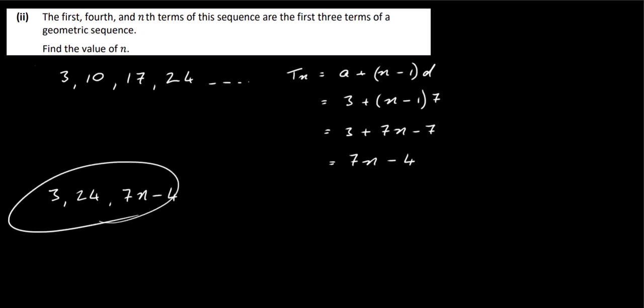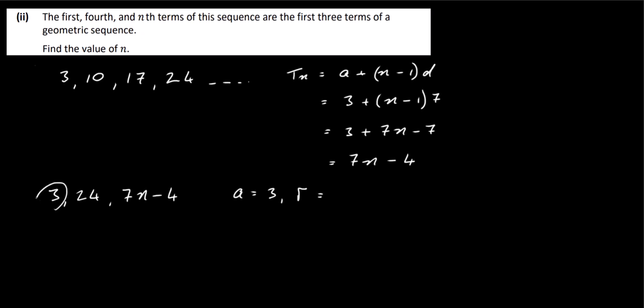Well, if we look at our geometric sequence here, a is 3, and our common ratio then is, what do we multiply 3 by to get 24? Well, it's going to be 8. So in other words, our third term here must be 24 times 8. So our third term is 24 times 8, and that's equal to 7n minus 4. So all we've got to do is solve this for n.